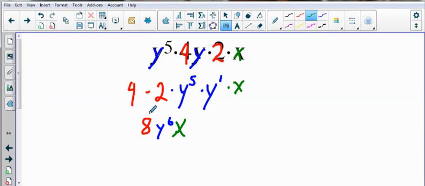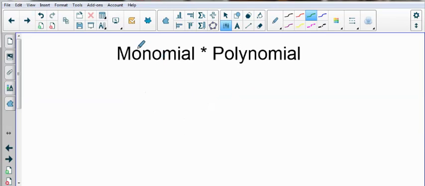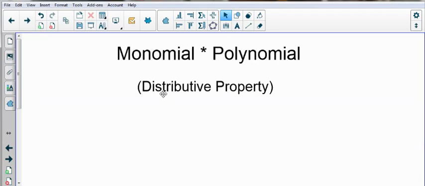All right, now we need to understand how to do this in order to do what we're going to do next, which is we're going to take a monomial times a polynomial. That's 1 term times 2 or more terms. And what do we need in order to do that? We have to use the distributive property.